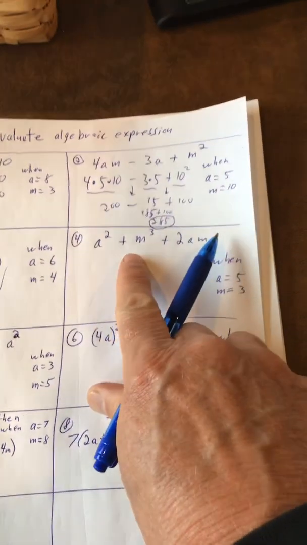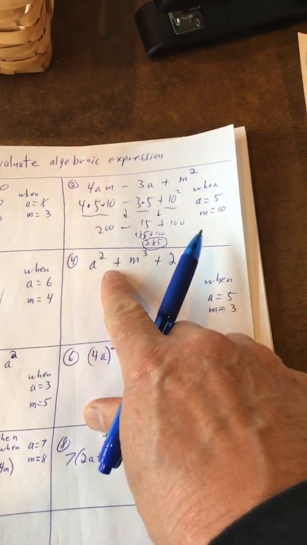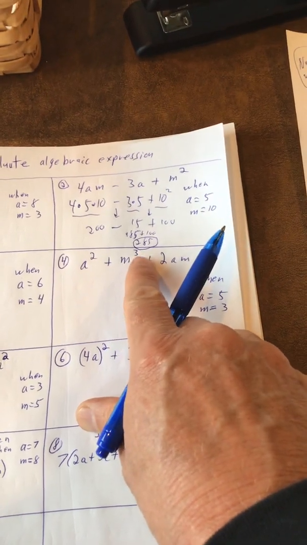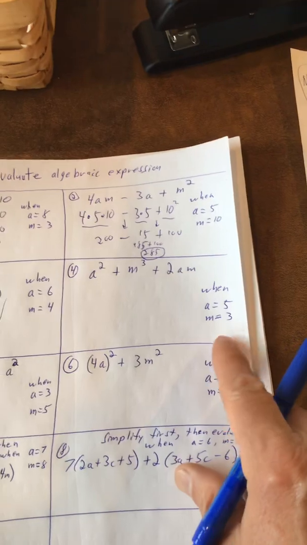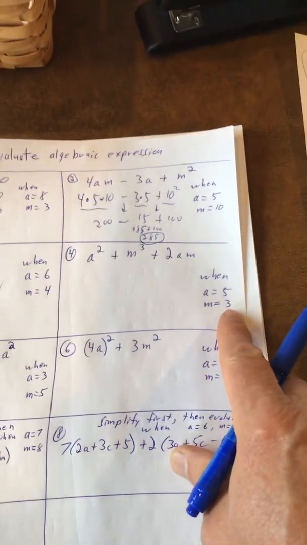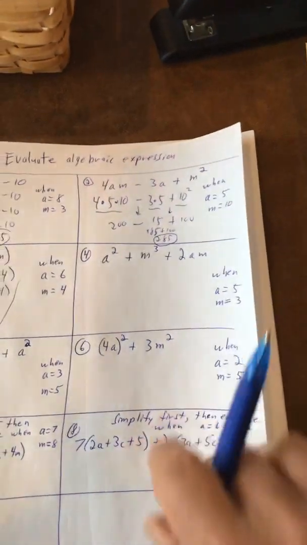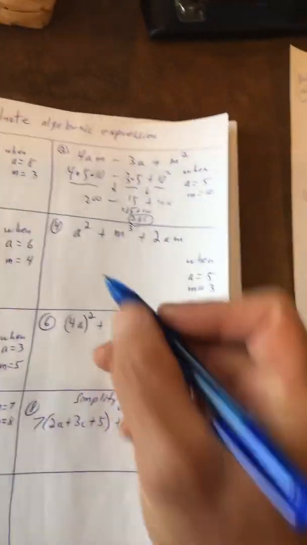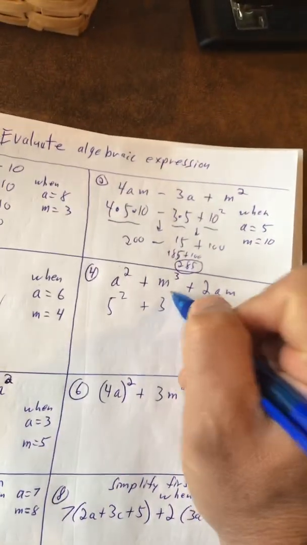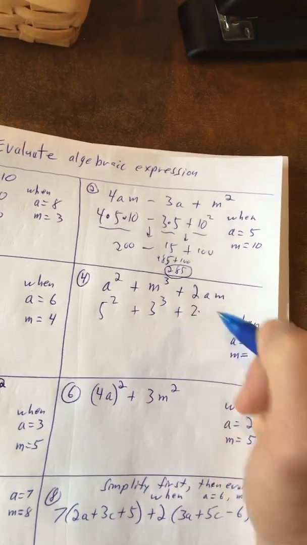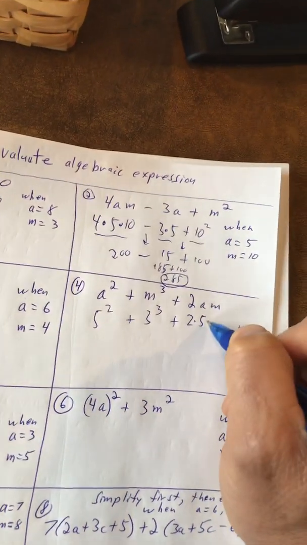Number 4. Try. Copy a squared plus m cubed plus 2am. And here's your values for your variables. So hit pause and go. I'm going to get started. This is 5 squared plus 3 to the third plus 2 times 5 times 3.